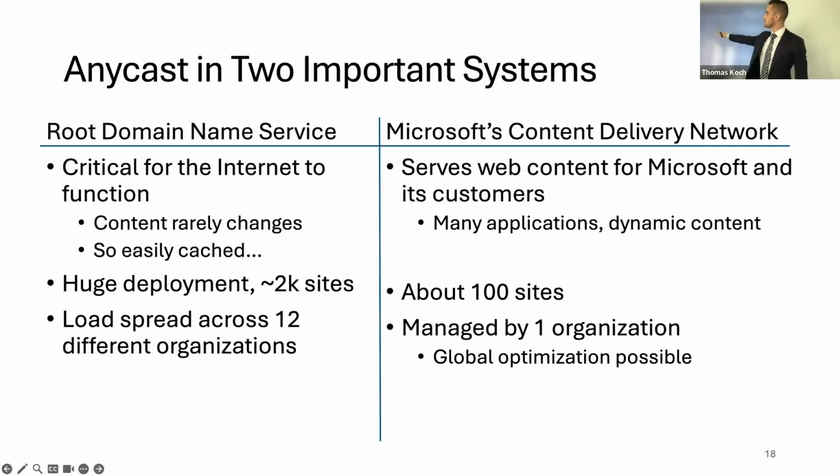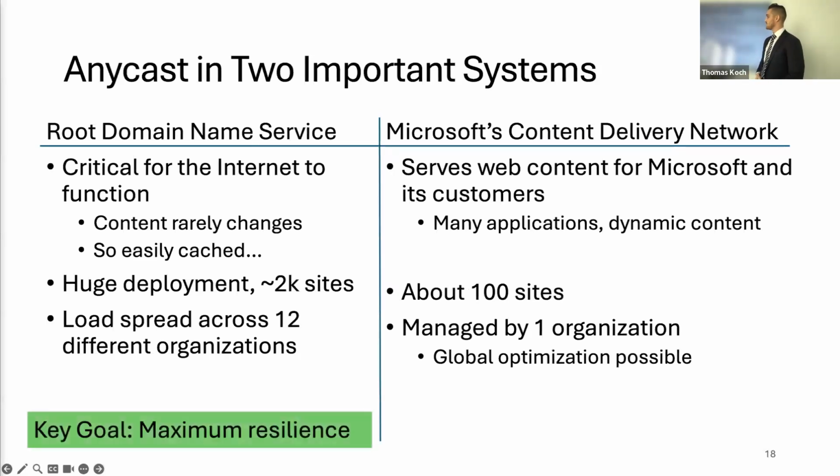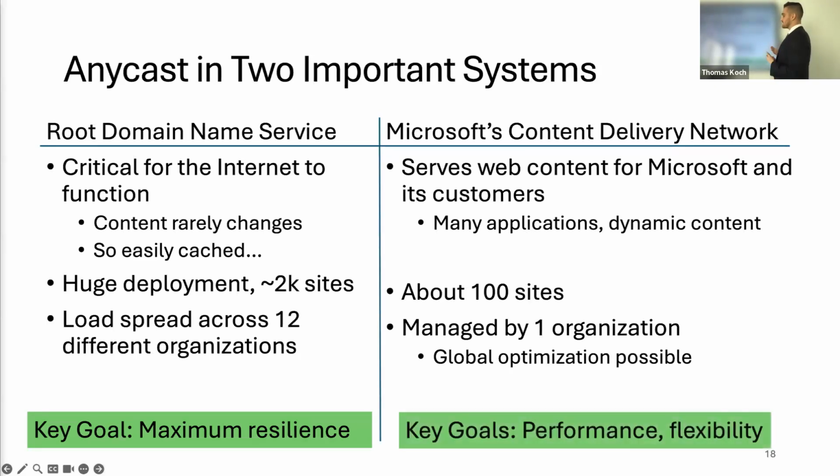Maybe from these facts about the root domain name service, we can infer that a key goal of the root domain name service is maximum resilience. In fact, it's so resilient that even if you compromised an organization here and you took it over and took down its root domain name service, the root domain name service as a whole would still continue to function because there are 11 other organizations ready to do the exact same thing. Microsoft, on the other hand, possibly cares a little bit more about performance and flexibility than the root domain name service.